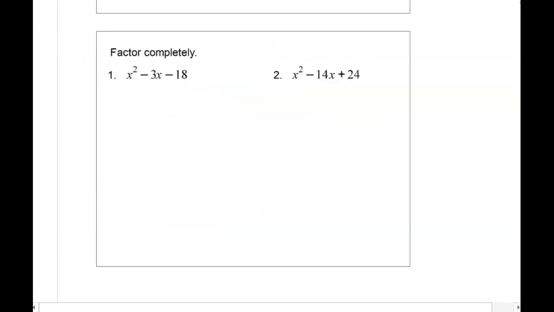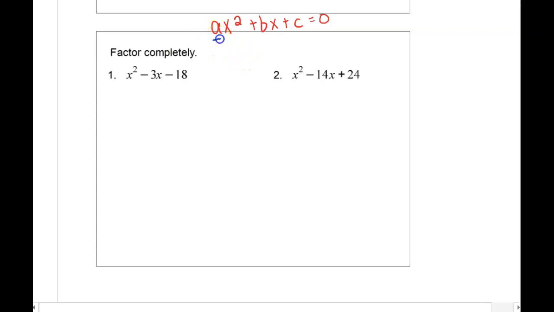All right, so now let's look at the next page. On here, we don't have a GCF for these, so I have to factor it another way. When I look at this, remember when I have a quadratic, we have ax squared plus bx plus c is equal to 0, or equal to y or whatever.